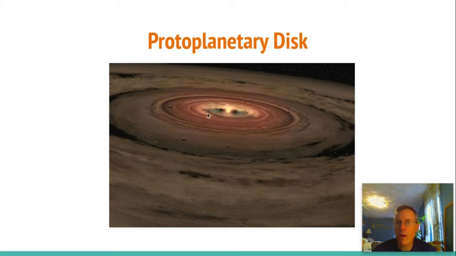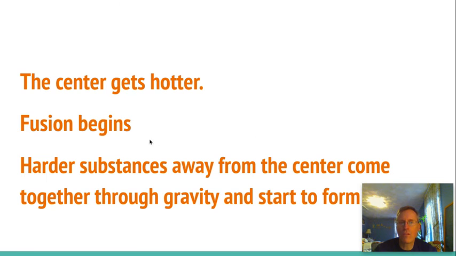The compressed hydrogen at the center, due to gravity, eventually reaches 15 million degrees. When that happens, it starts to light up and undergo fusion, and you get a little protostar in the center. Once this happens, anything that is light or doesn't survive high temperatures, like ice, is melted or vaporized away and gets pushed farther out in the clouds. Anything that's harder or denser, like rock or metal, can hang around there. And that's kind of important. So the center gets hotter, fusion begins.